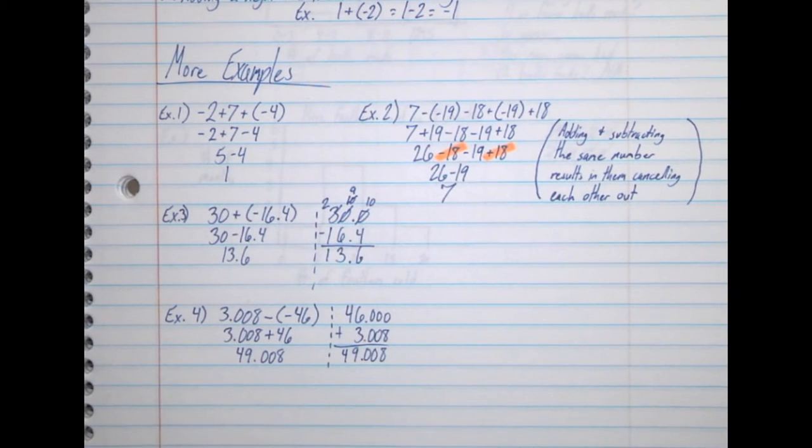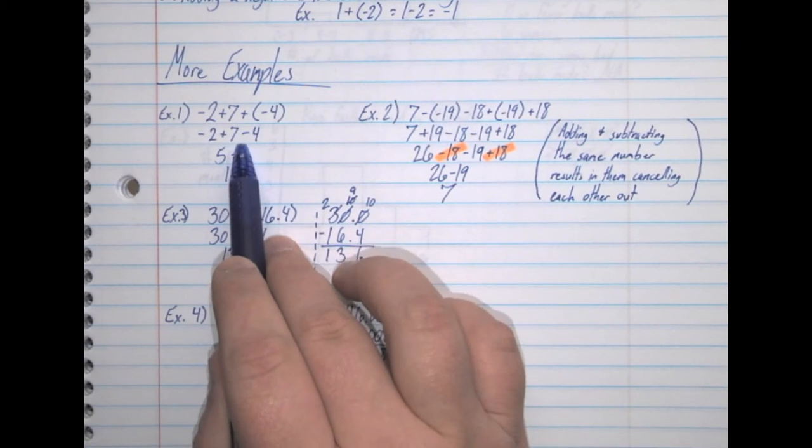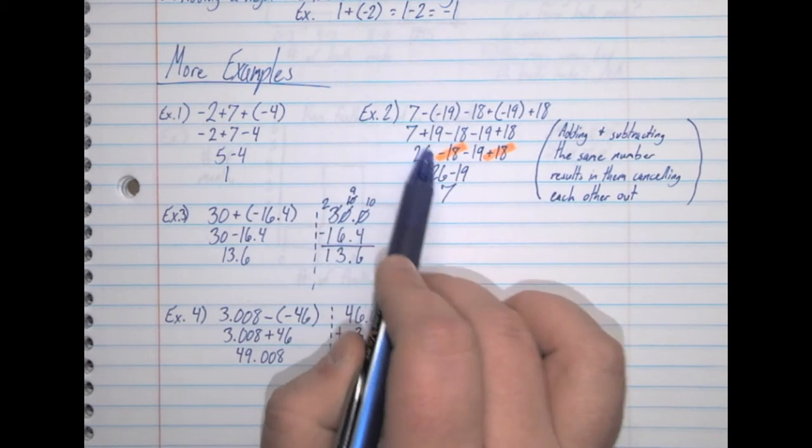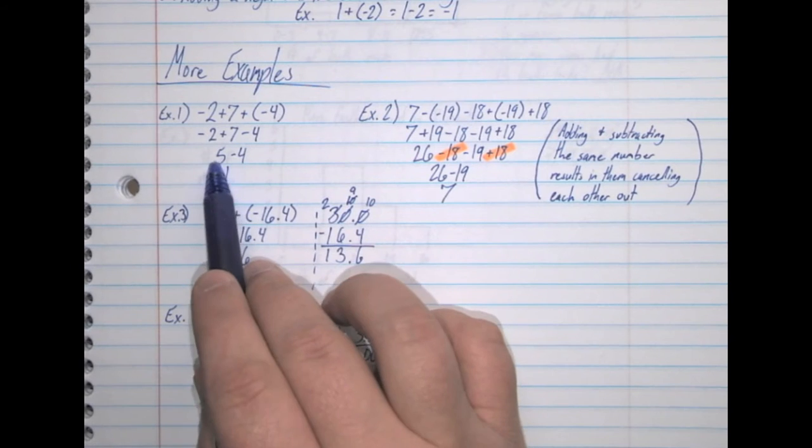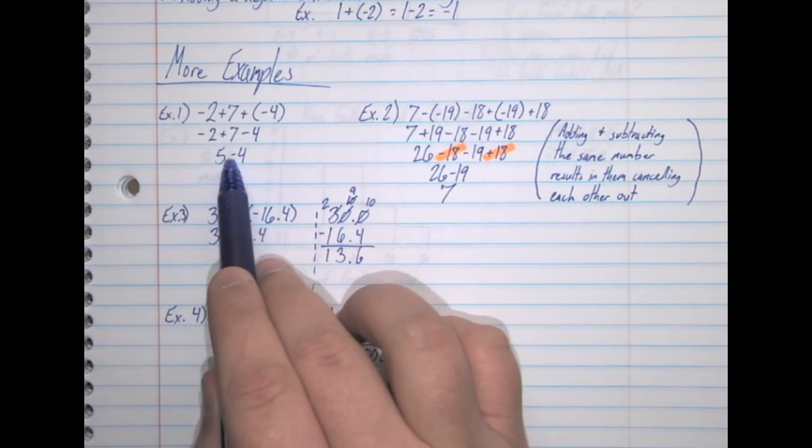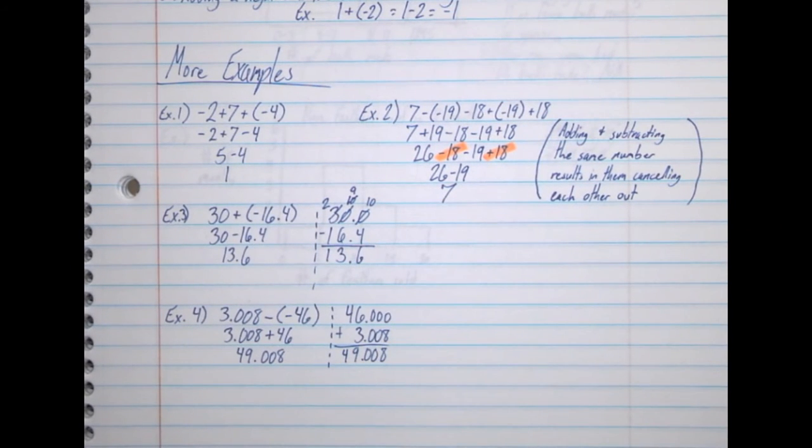So negative 2 plus 7. Think of it on a number line. You're starting at negative 2, counting to the right 7 places, and you end up at 5. Then you have 5 minus 4, which is obviously 1.